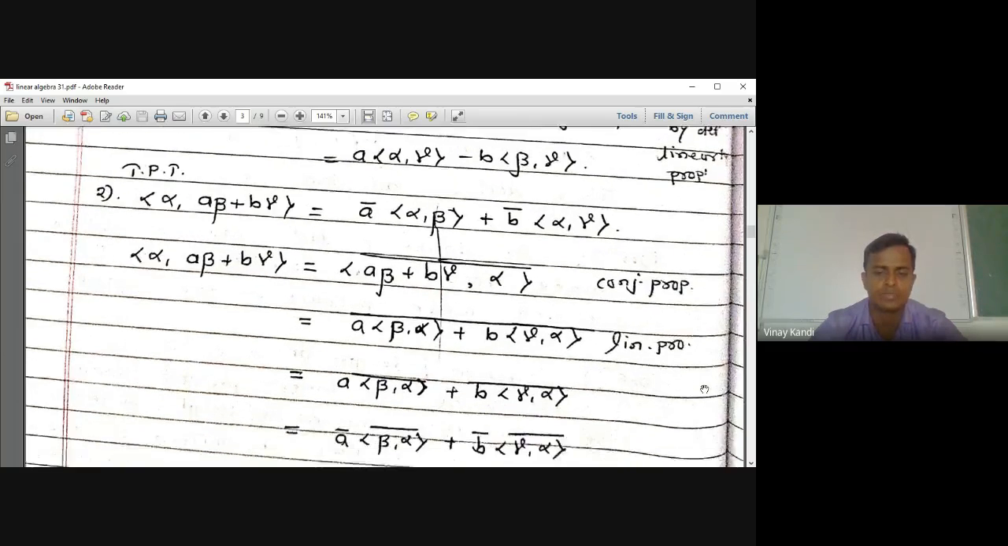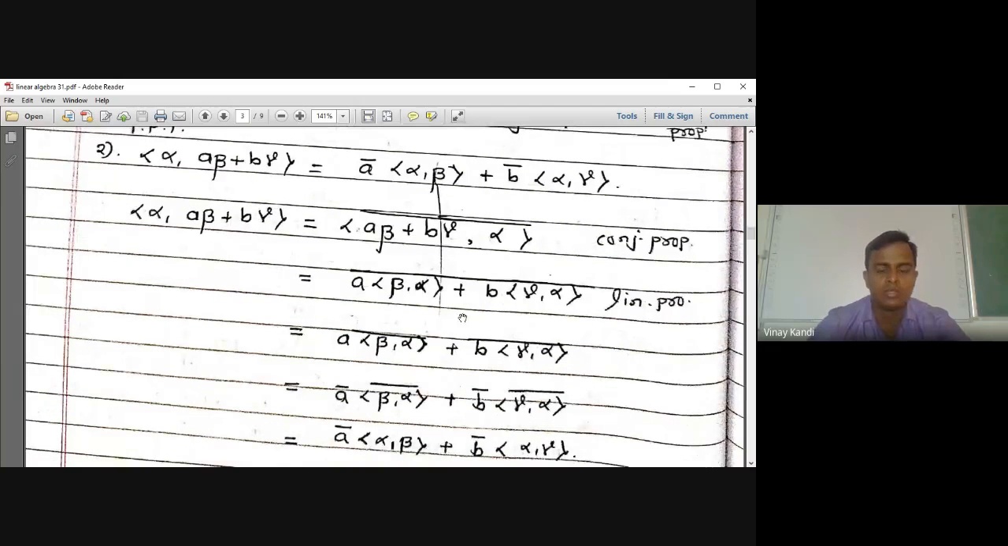Okay, so give the bar separately to both. So this is equal to a into inner product of beta alpha bar plus b into inner product of gamma alpha bar. Okay, we can write (a plus b) whole bar is equal to a bar plus b bar. We know that.